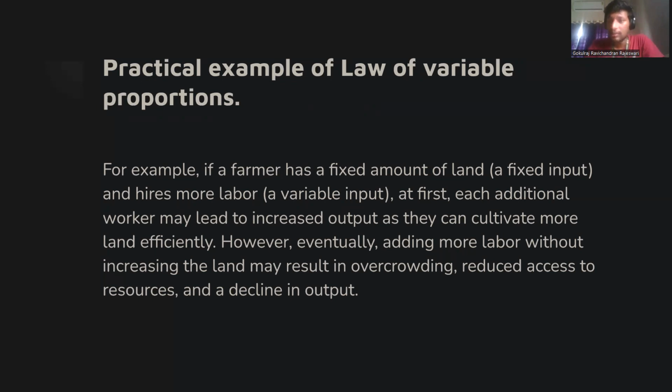So unless and until the farmer tries to increase the fixed inputs, that is in this case it could be the land, the output will not increase if the farmer keeps on increasing the number of people working there. So this is a practical example of law of variable proportion.